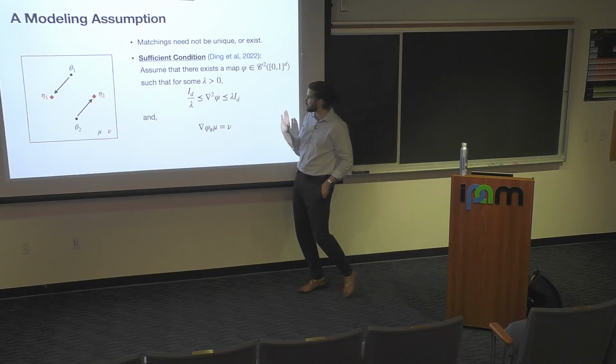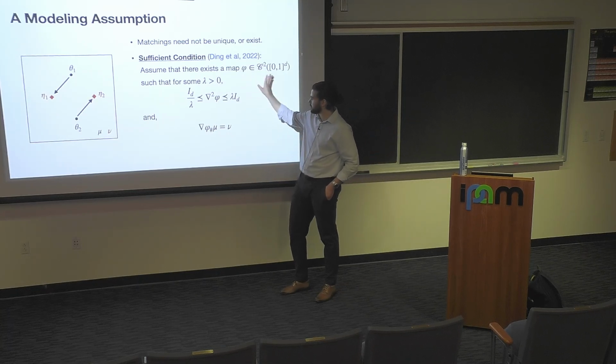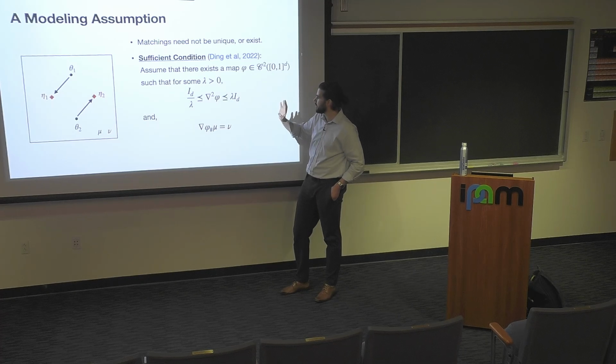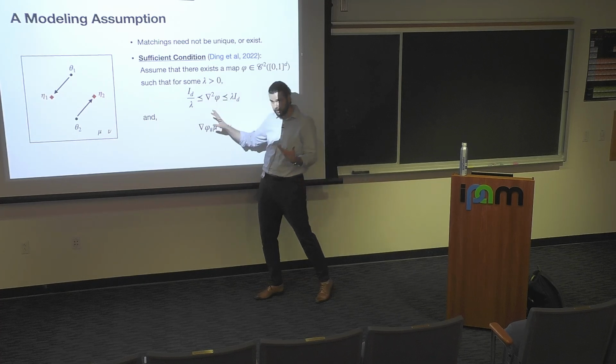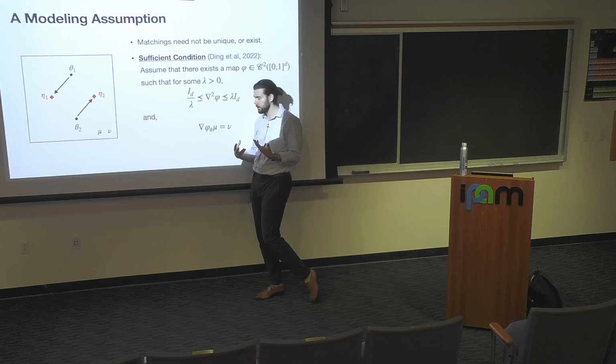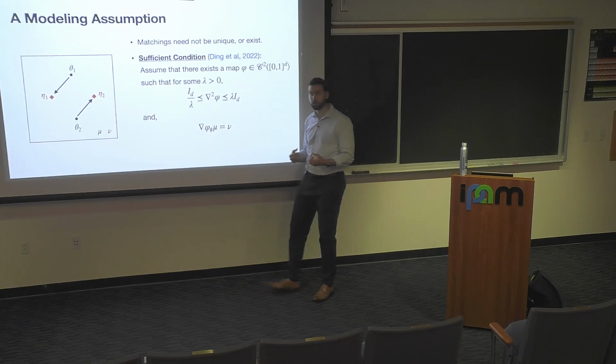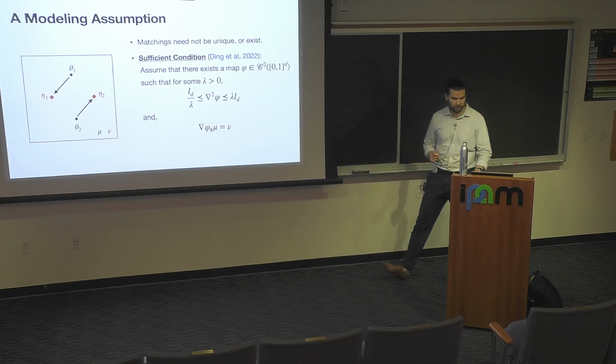So what exactly is my assumption? I'm going to assume that there exists a smooth map over the unit cube. I want this map to be strongly convex. I want it to be strongly smooth as well. And I want this to push mu forward onto nu. So this is like some continuous Brenier map which pushes forward these discrete measures, one onto the other.